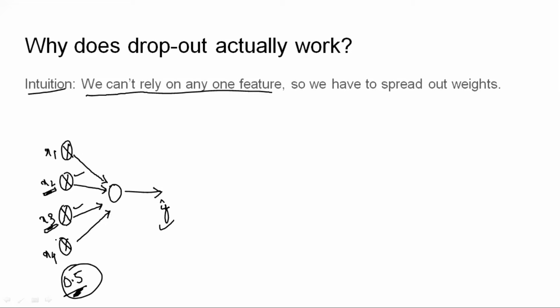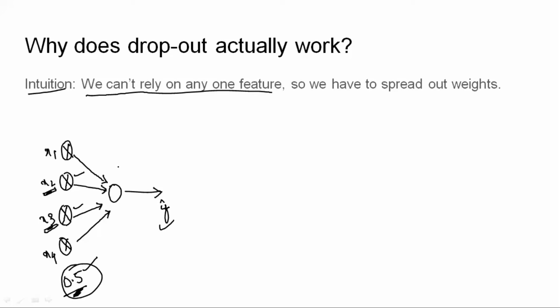Why can we not rely on any one feature? Because the keeping of these features is not fixed. It depends upon the probability, and the probabilities of these four depend upon the random vector that we are creating using the numpy library, as we remember from the last video lecture.